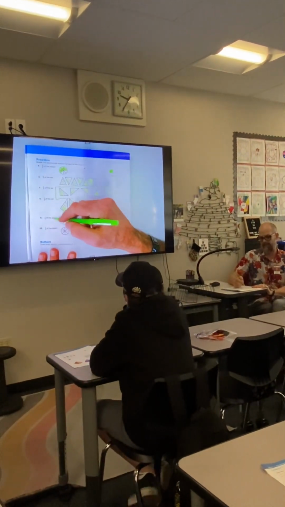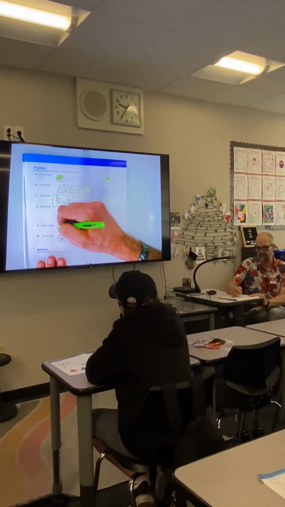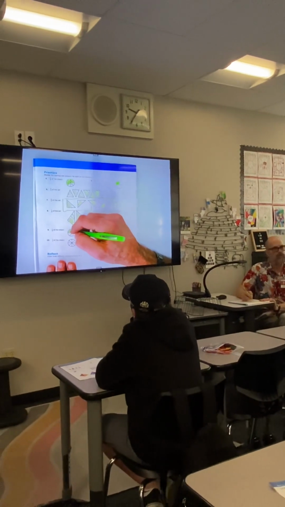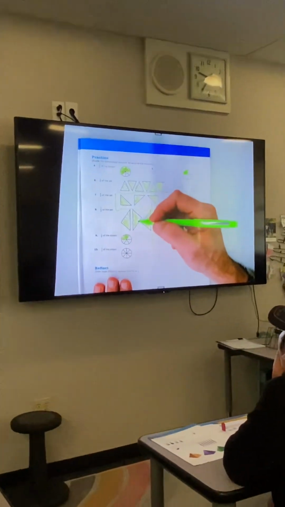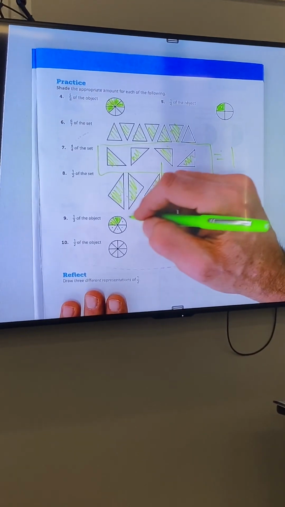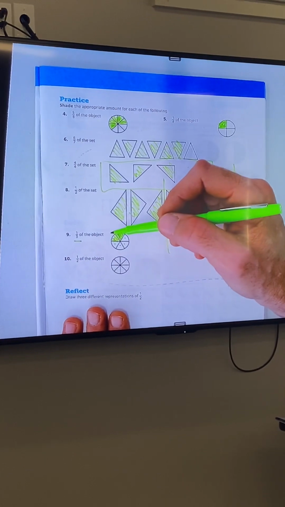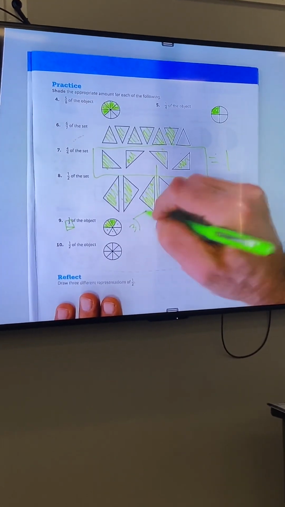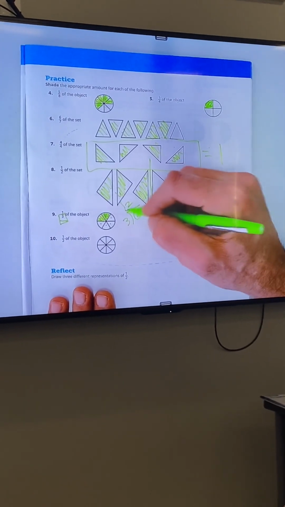1/3 of the object. 2. How do you know that? Because 3 goes into 6 2 times. Great. So what did you do, Ian? You took 1, 2, 3, 4, 5, 6, right? You know how many pieces this is segmented into, and it's asking for a third. The 3 is what we use to determine how much of this object we shade. And you are right. It is 2.